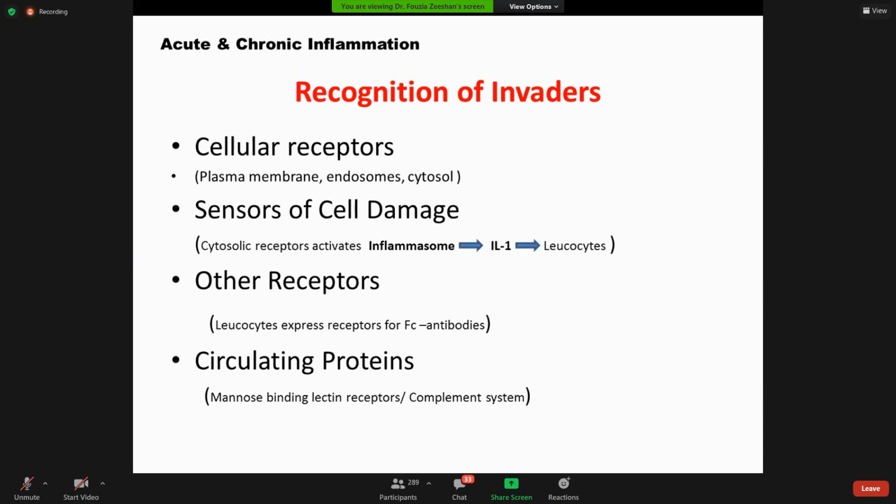Moreover, there are some circulating proteins like mannose binding lectin receptors, like the complement system. They are circulating in our body, and whenever they find any foreign body, they attach themselves and make it available for the immune system for further killing. So this step, the recognition of invaders through different receptors, is very, very important.